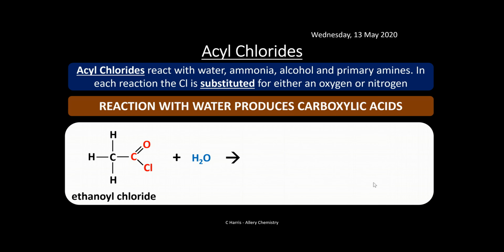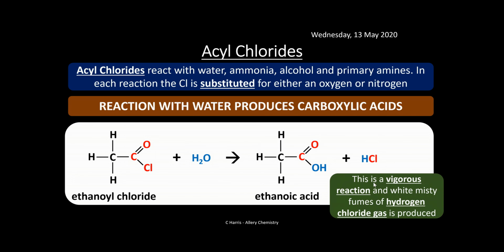So you can see there's our ethanoyl chloride, and this is going to react with water. What this does is it produces a carboxylic acid and hydrogen chloride gas. Now what you'll see is this reaction is incredibly vigorous. It's a really reactive reaction. We have a very strongly delta positive carbon here because we've got 2 electronegative elements pulling electrons away from that carbon. So it's a vigorous reaction, and we also see white misty fumes of hydrogen chloride gas being produced here. That's the key, that's what we see there.